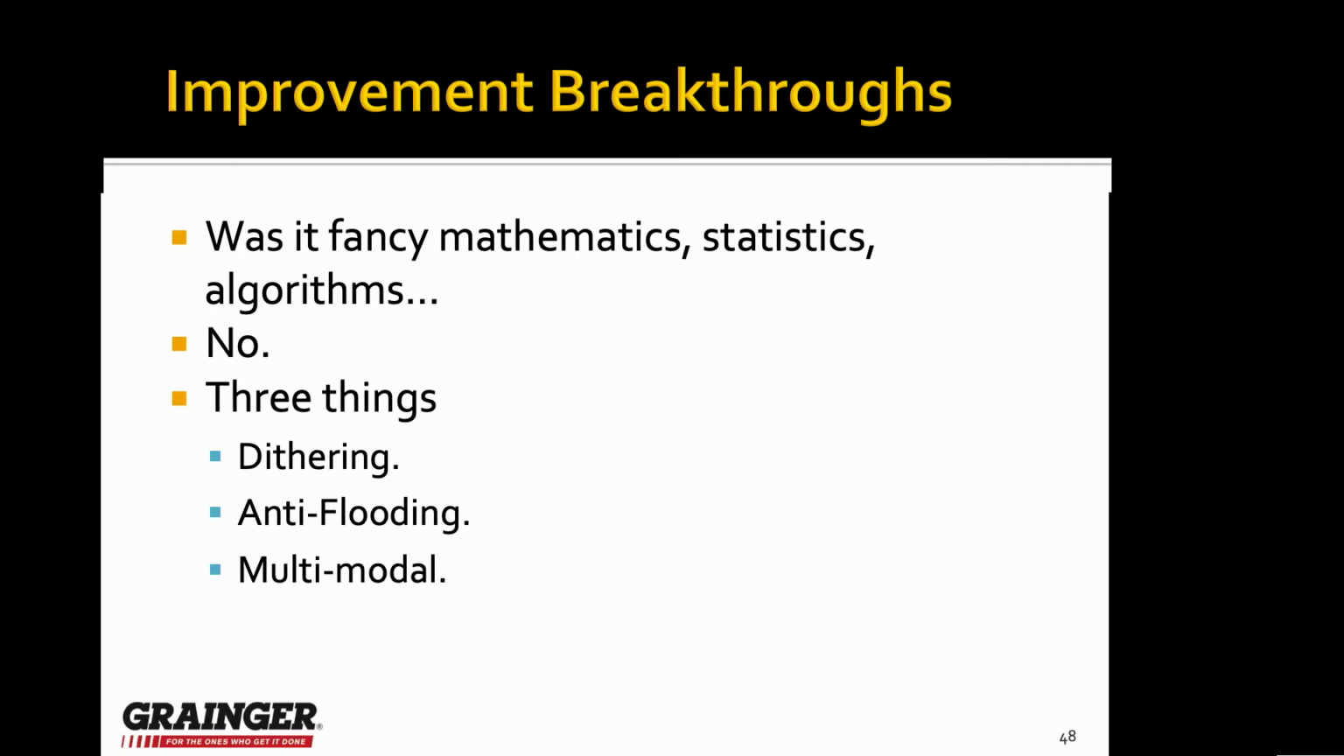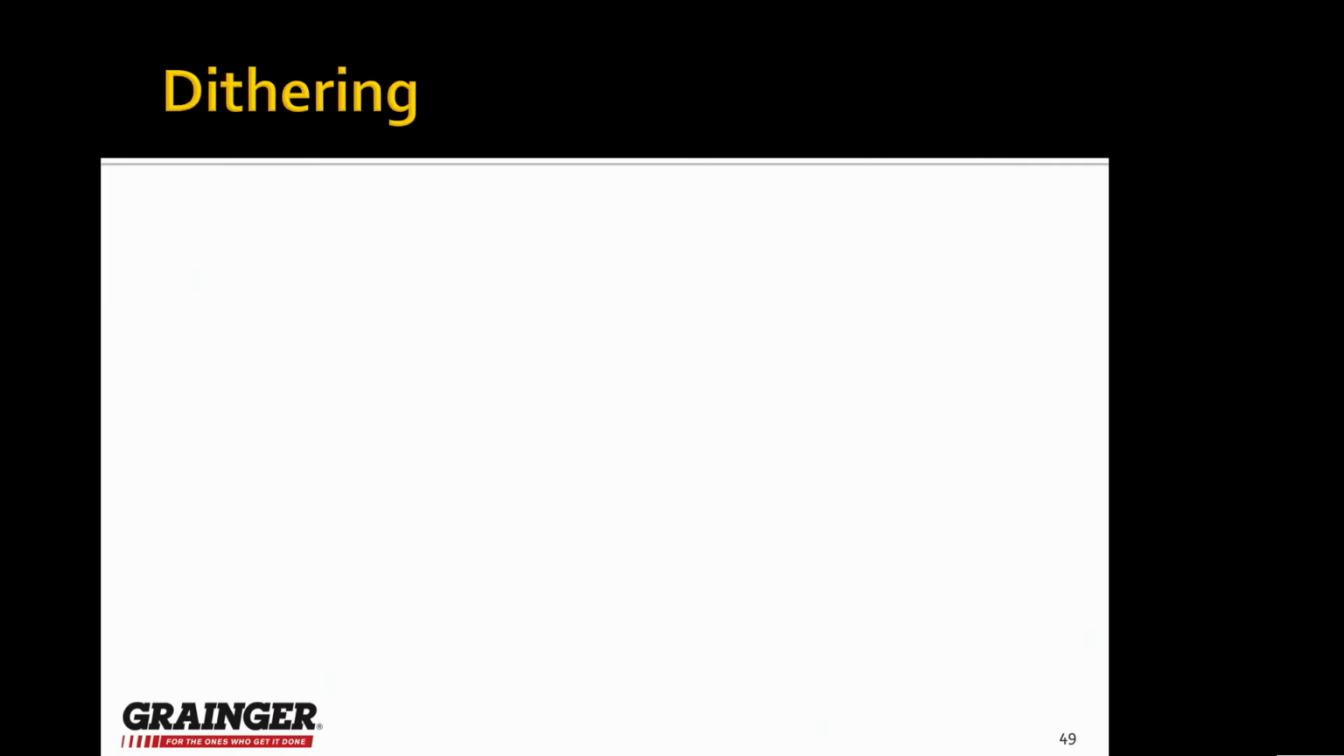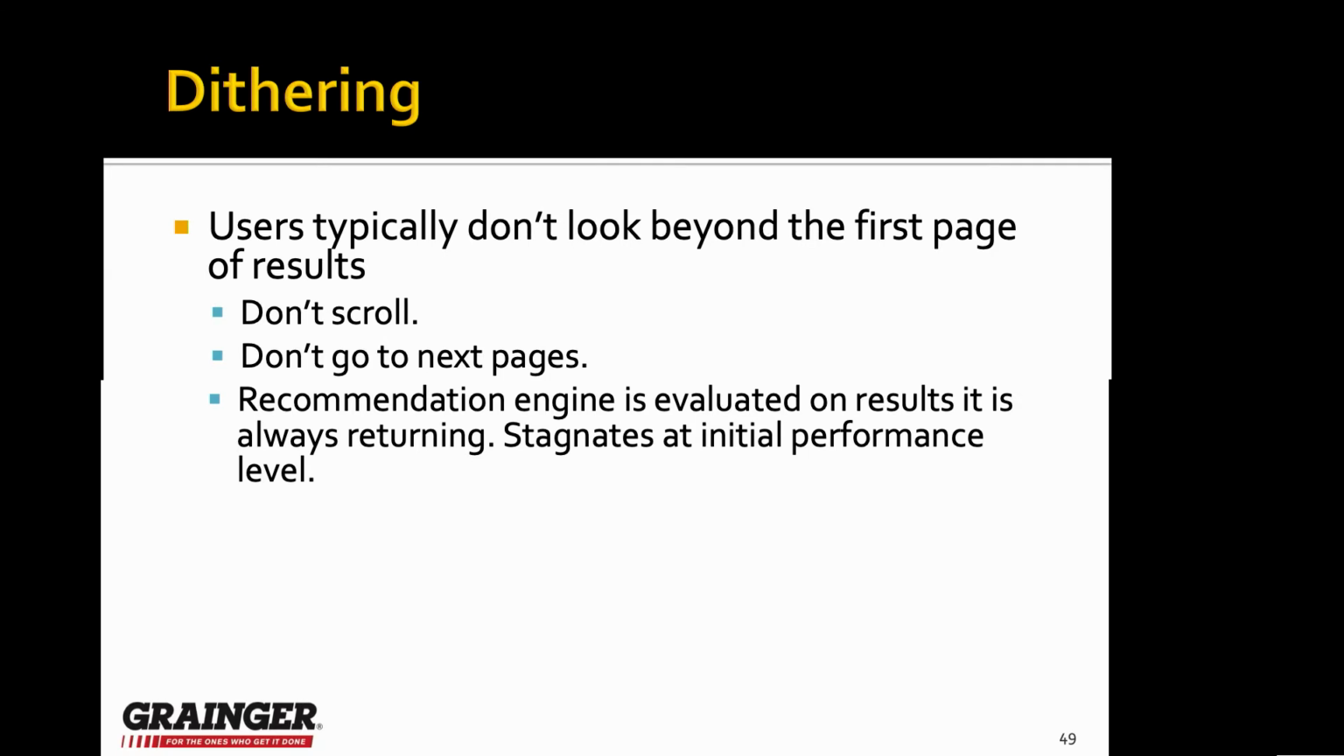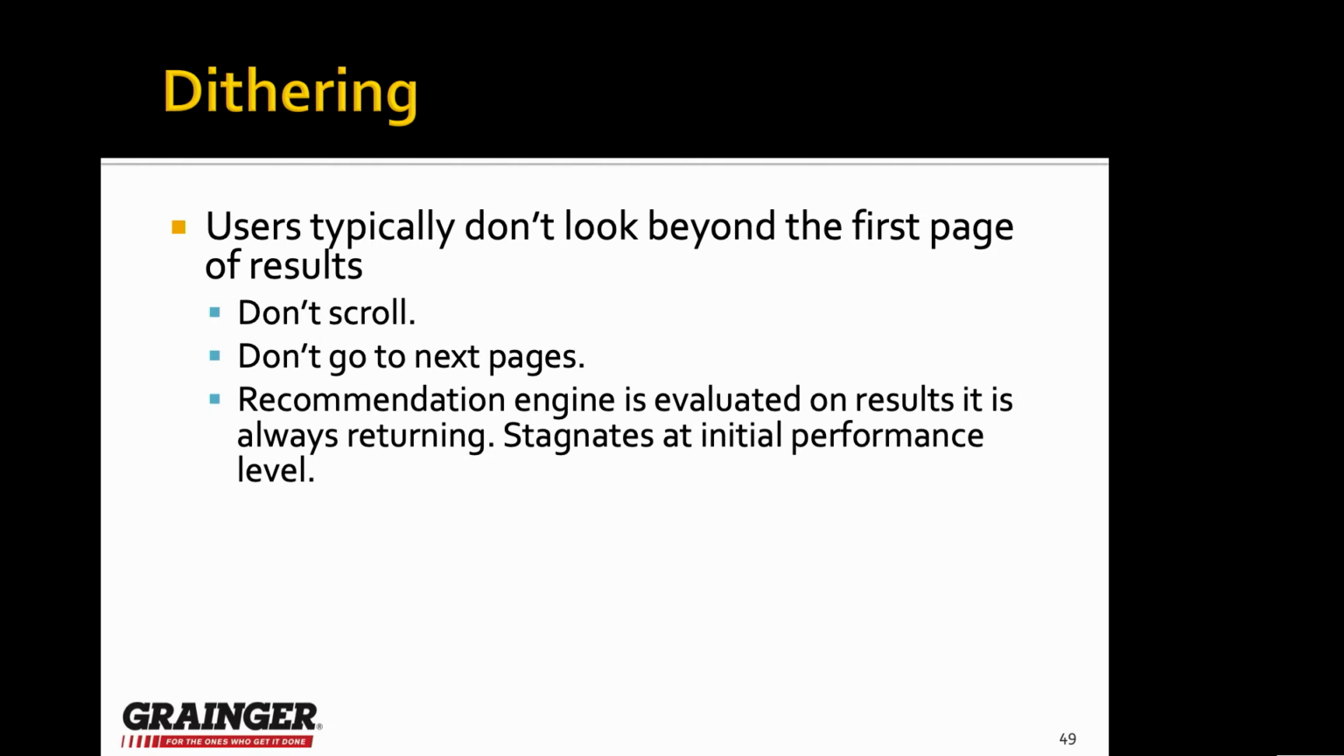Dithering. Basically, typical users don't look beyond the first page. They're going to take a look at your search results and say, I don't see it, and put in a different set of search terms. They don't scroll. They don't go to the next pages. So your recommender is going to stagnate. It's always going to be returning that page for those types of queries. Its performance is not going to get any better, because people aren't buying anything different because they're not seeing anything different. So what do we want to do?